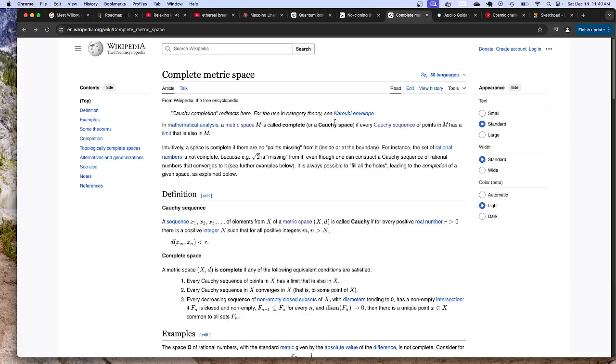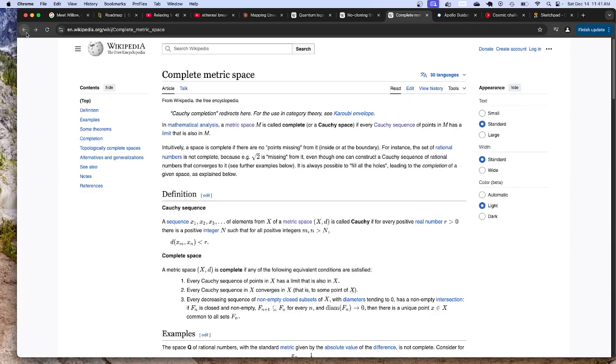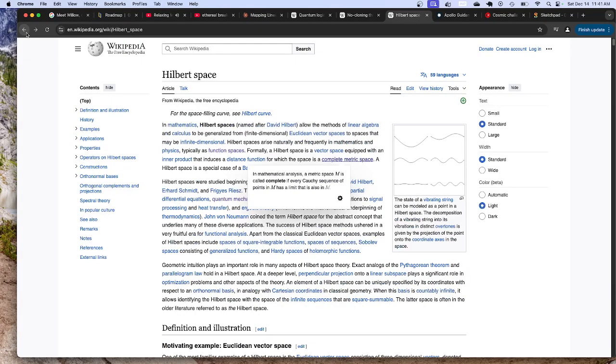Called complete if every Cauchy sequence of points in M has a limit that is also in M. Oh, okay. So just every... What is a Cauchy sequence? A sequence of elements that become arbitrarily close to each other as the sequence progresses. Okay. So we're talking about a space of vectors where every vector terminates in M. Like everything covered by every vector and every function, it's all in the same metric space. We're not going outside of this metric space.